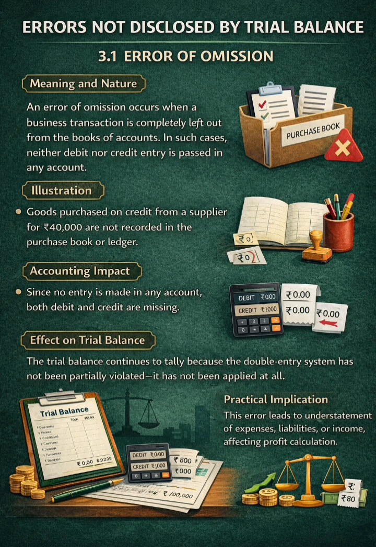Errors not disclosed by trial balance. Error of omission. Meaning and nature. An error of omission occurs when a business transaction is completely left out from the books of accounts. In such cases, neither debit nor credit entry is passed in any account. Illustration. Goods purchased on credit from a supplier for 40,000 rupees are not recorded in the purchase book or ledger.